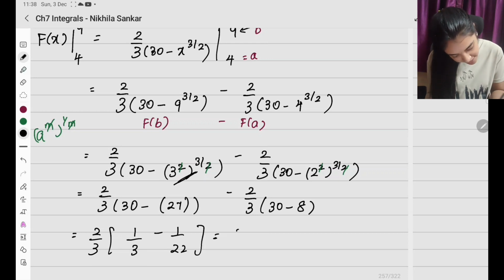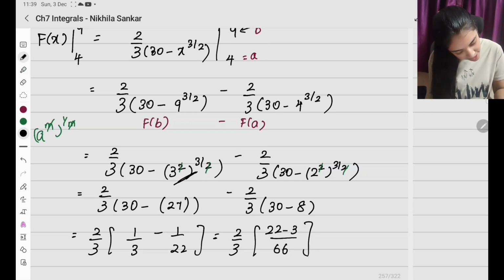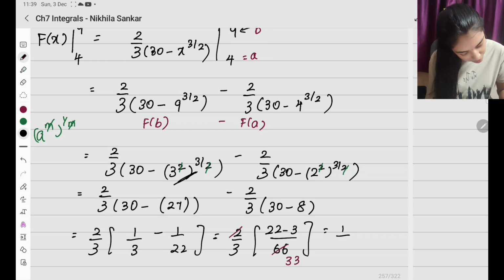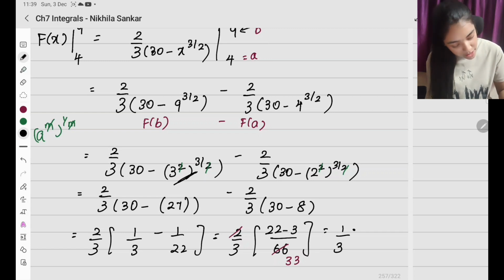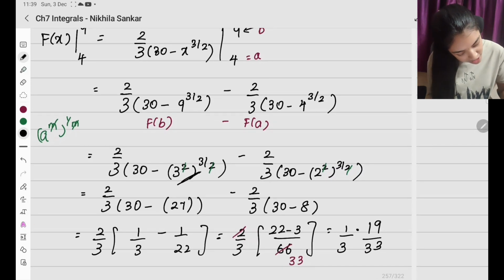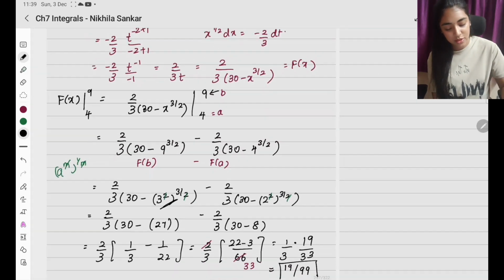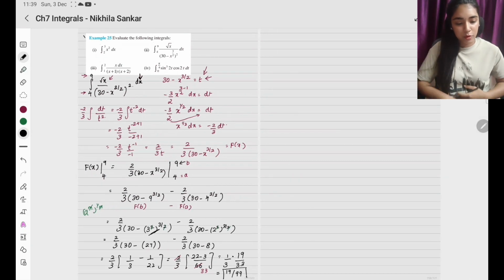So, when I take the LCM, what do I have? 2 by 3 times the LCM is going to be 66. So, I have 22 minus 3 divided by 66. When I simplify, what do I have? 2 times 33. In the numerator, what do I have? I have 1 by 3 times 33. Let that remain as it is. Times 22 minus 3, which is going to be 19. So, I have 19 divided by 33. So, what is my final answer going to be when I multiply this? I have 19 divided by 99. So, this is my final answer. Okay? Please copy. Did you understand how I did it?